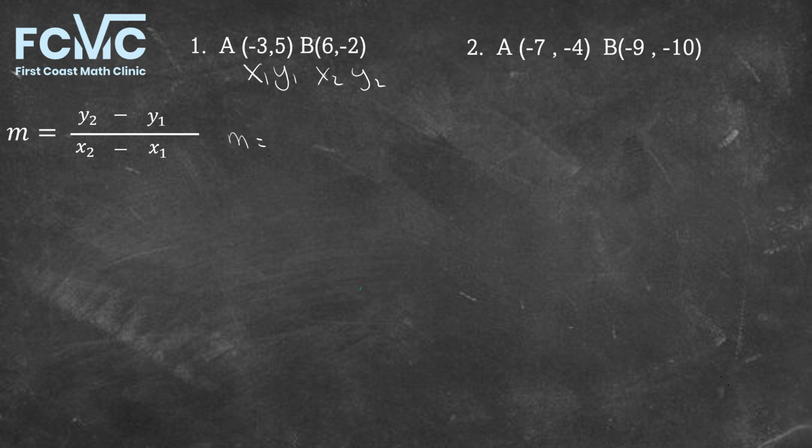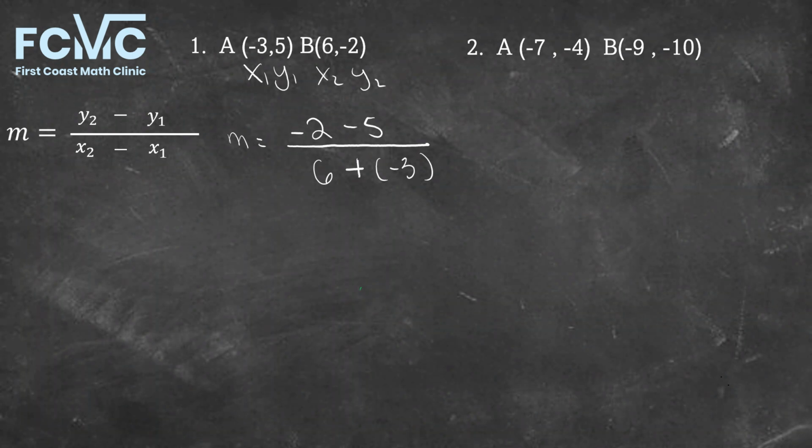So for our slope, we're going to have m equals y2 minus y1. So it's going to be -2 minus 5 over x2 minus x1, so 6 minus -3. Our denominator, using our subtraction rule, becomes plus, positive. So our slope is going to be -7 over... -2 minus 5.